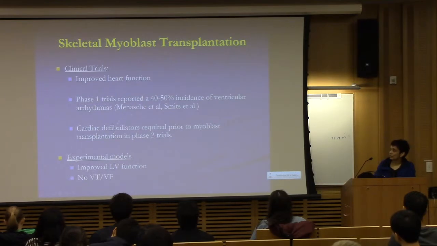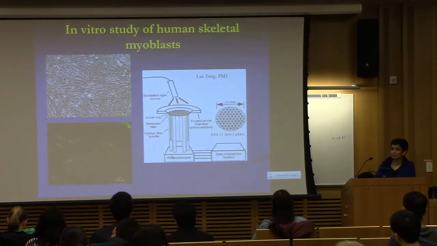Then they started requiring defibrillators prior to transplantation in phase 2 trials. In experimental models, as I said before, they had some function and no VT/VF. So what we did was we said, there are all these differences in electrophysiology. It's possible that the skeletal myoblasts themselves are causing arrhythmias, and it's not just the natural history of disease.